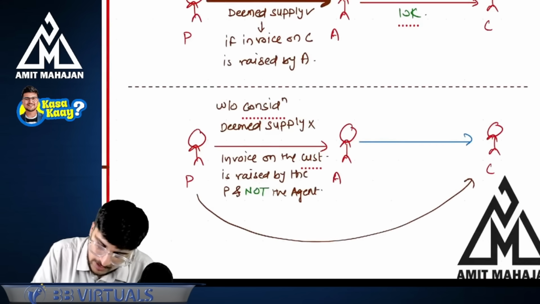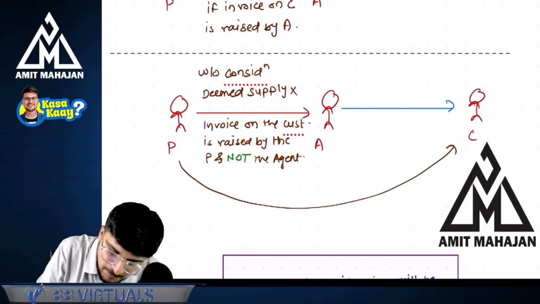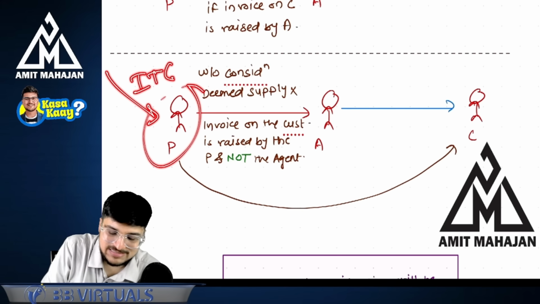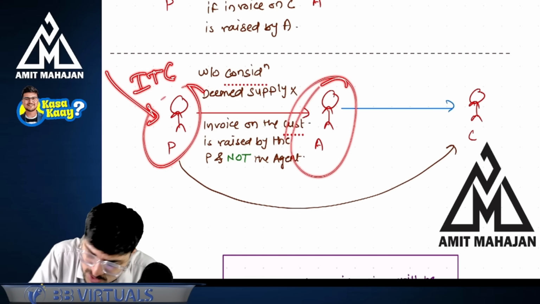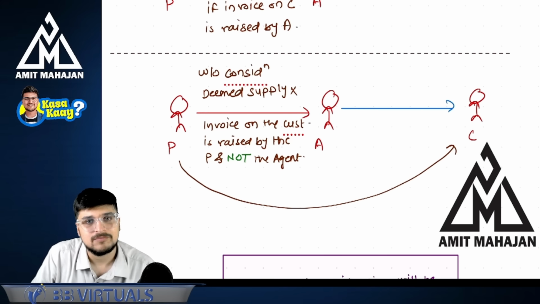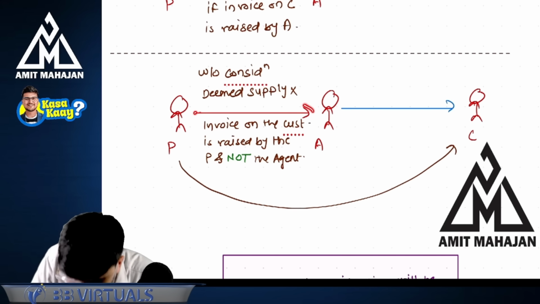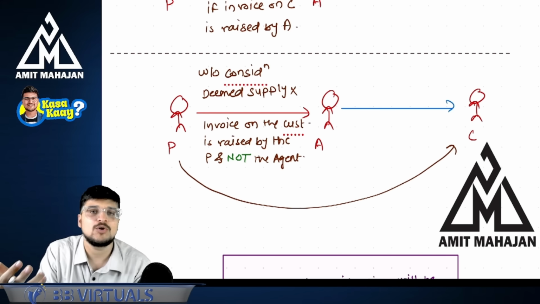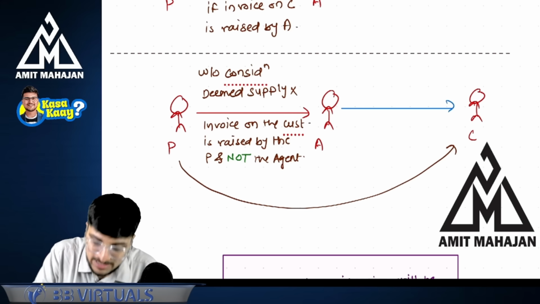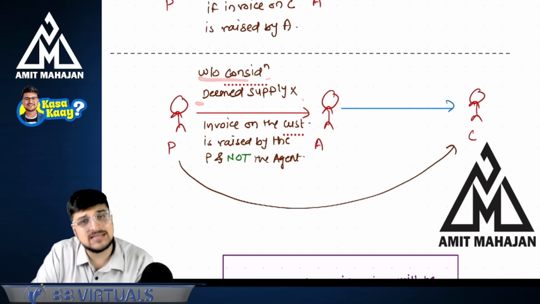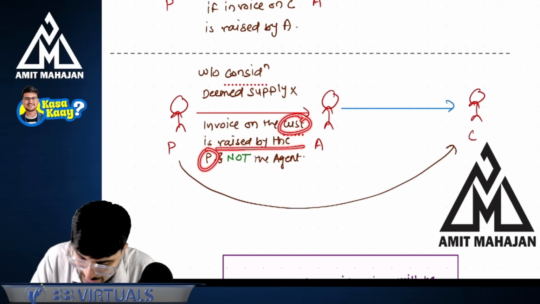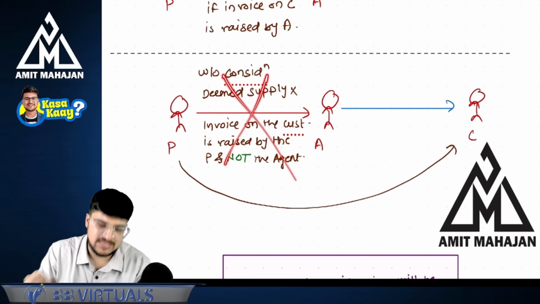If the invoice on the customer is not raised by the agent, now whose outward tax is it? Principal's outward tax. Who has the ITC? Principal has the ITC. Can I say that the agent does not need any ITC in this case? And that's why, will this be considered as deemed supply? No, because the agent does not need any ITC to be transferred. And if it is without consideration, it will not be considered as deemed supply if the invoice on the customer is raised by the principal and not the agent. So this will not be considered as deemed supply.